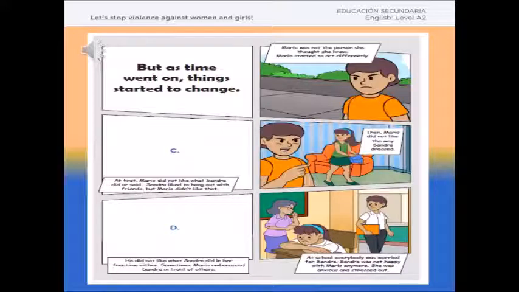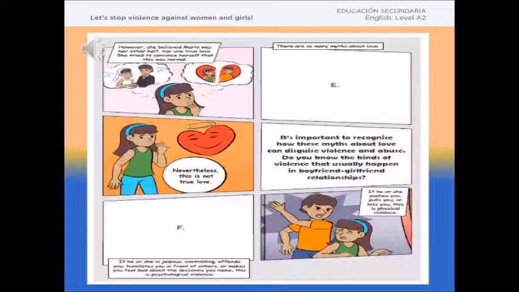There are so many myths about love. He or she is my other half. He or she is going to change because he or she loves me. Love means total devotion to that person. If he or she is jealous, it's because he or she loves me. Nevertheless, this is not true love.